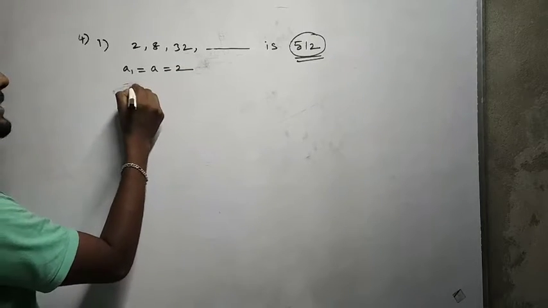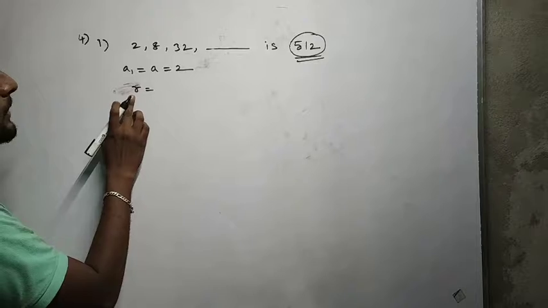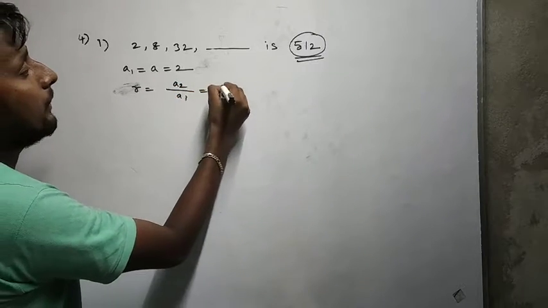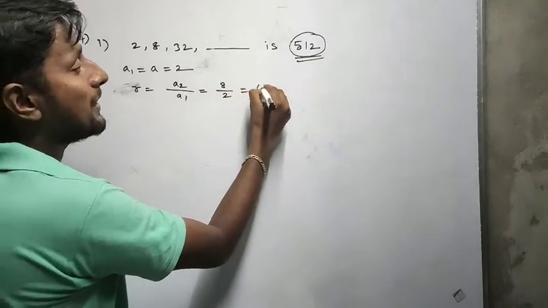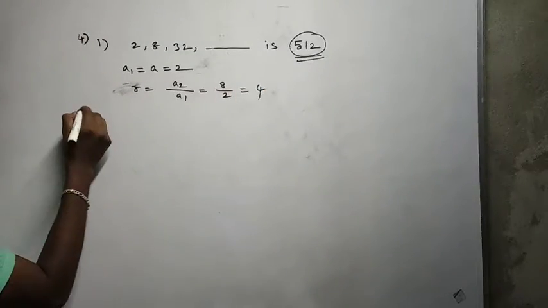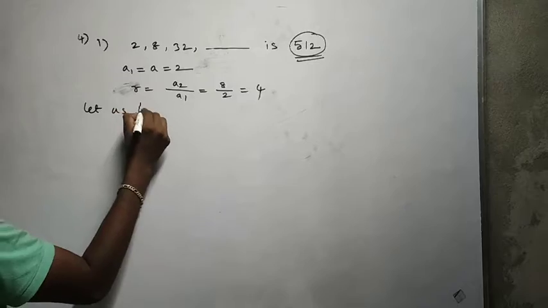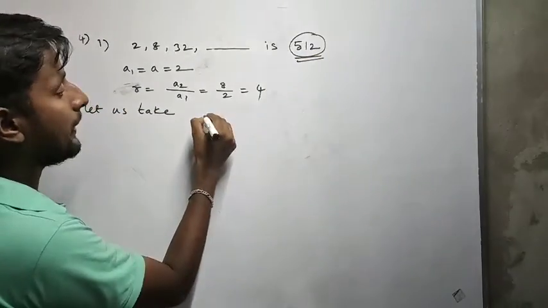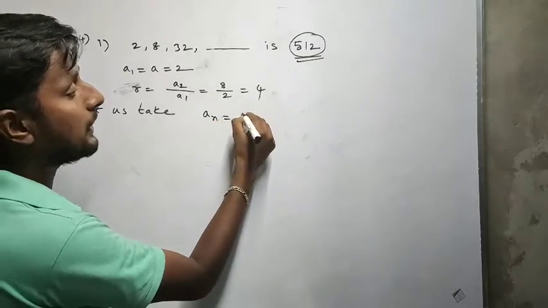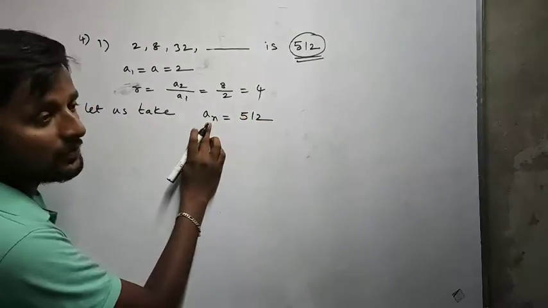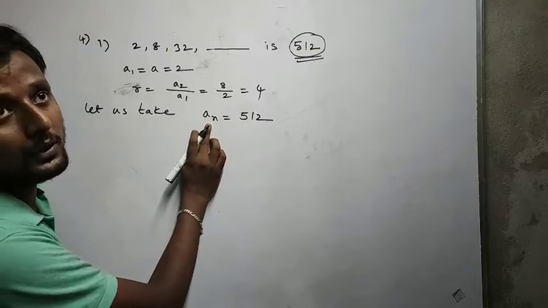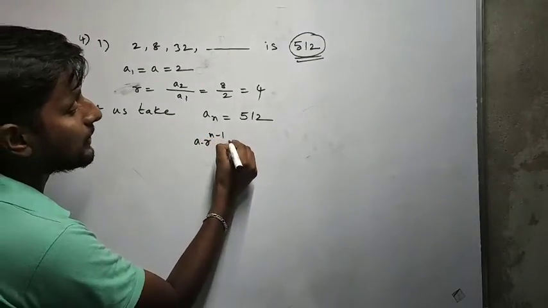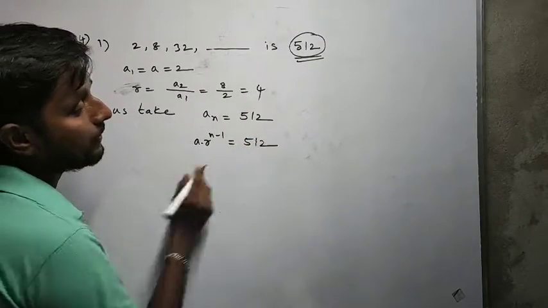And the common ratio. It is a GP, not an AP, right? So the common ratio r is equal to a2 by a1, that is nothing but 8 by 2, that's nothing but 4. So now let us take, we don't know what is the exact term of 512, so let us take the nth term an as 512. As we know the general form of a GP, we'll write a times r to the power n minus 1 equals 512.